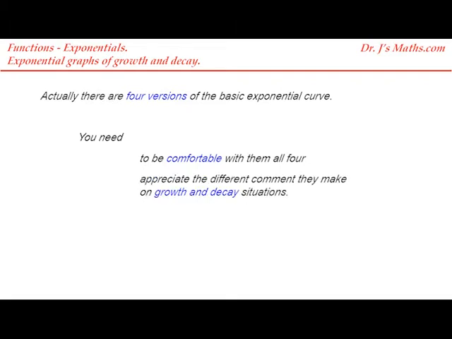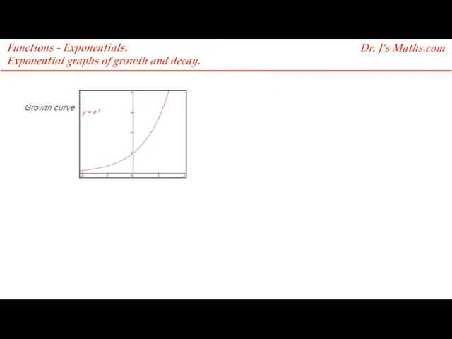The first basic form is for a growth curve, and that's the common one, and it's got the equation y equals e to the x. Such an equation can be used to describe the population of rabbits in a particular area. It can be used to describe the growth in the number of coronavirus cases, and it can also describe compound interest amounts.